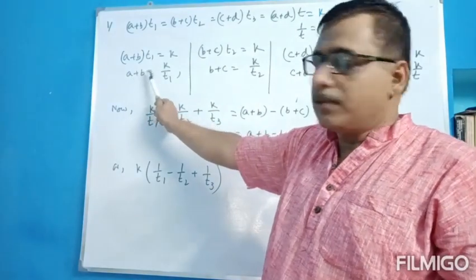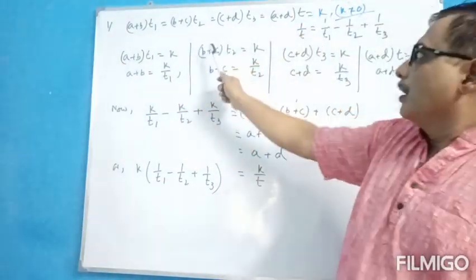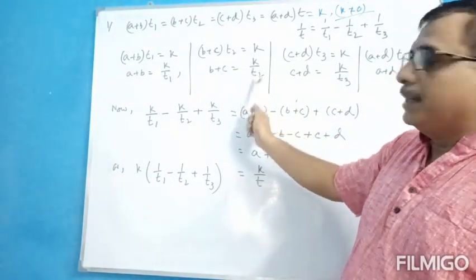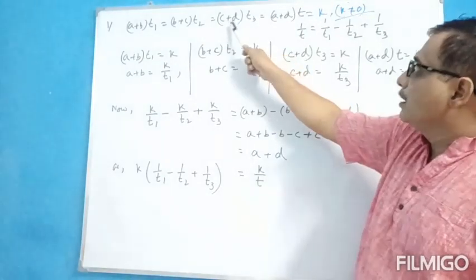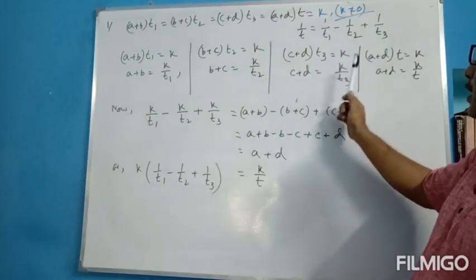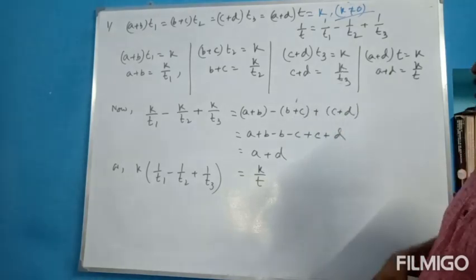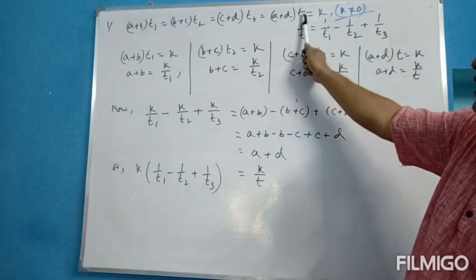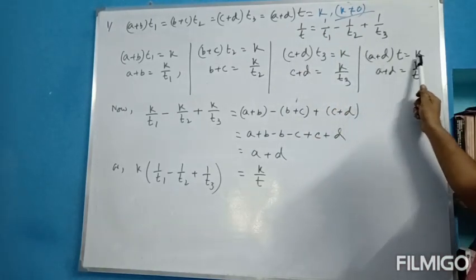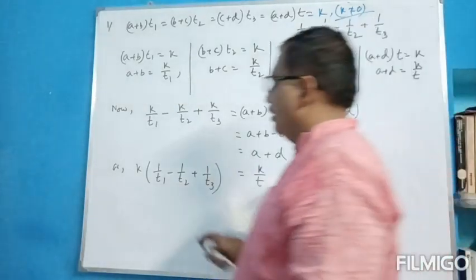Second: (b plus c) into t2 is equal to k, therefore b plus c is equal to k by t2. Third: (c plus d) into t3 is equal to k, that is c plus d is equal to k by t3. And last: (a plus d) into t is equal to k, so a plus d is equal to k by t.